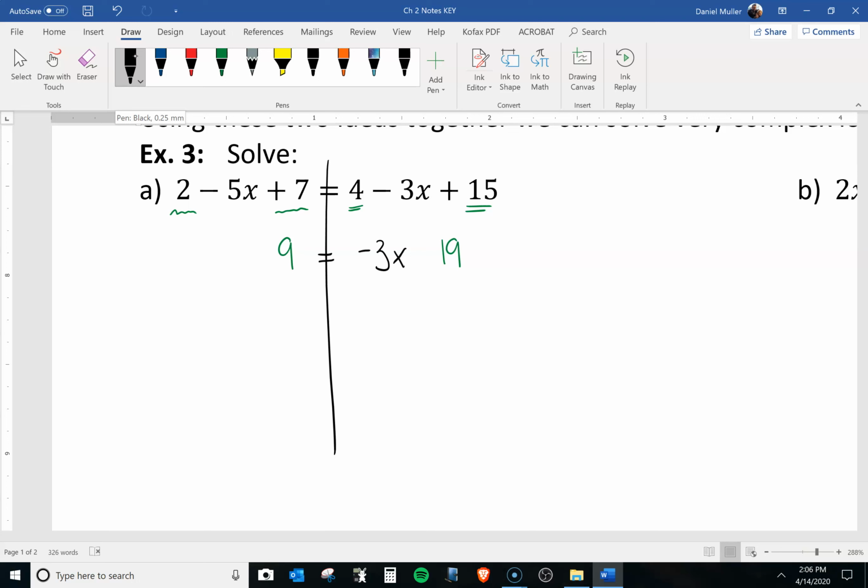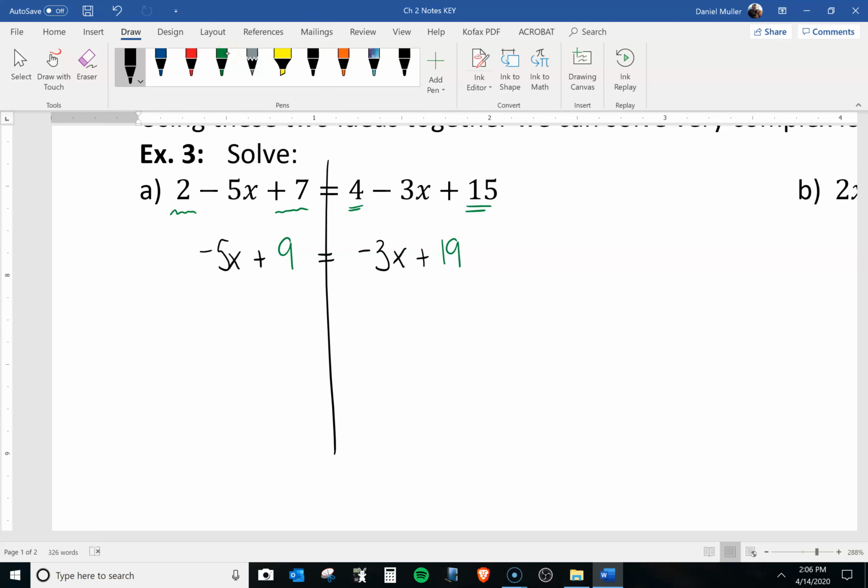Now it's a positive 19, so I'll have to put a positive. Here I have a negative 5x, so I write that. And the 2 plus 7 is 9, it's a positive 9, so I'll write that. So here we have the x, then the number, the x, then the number. That's typically how I will write things.